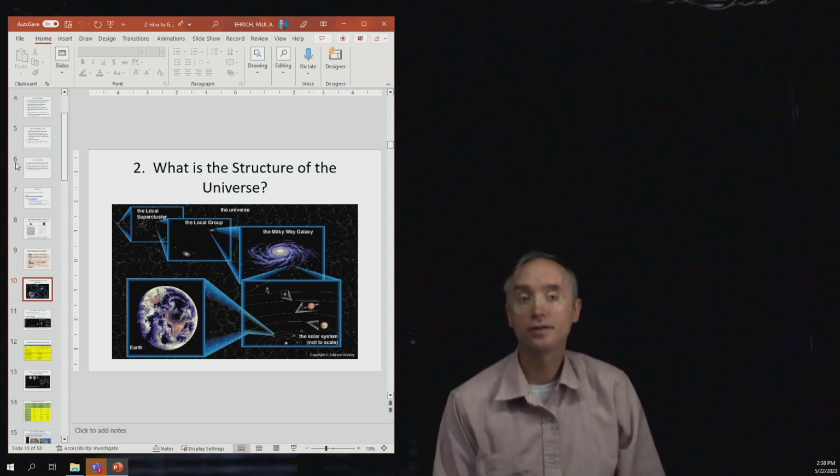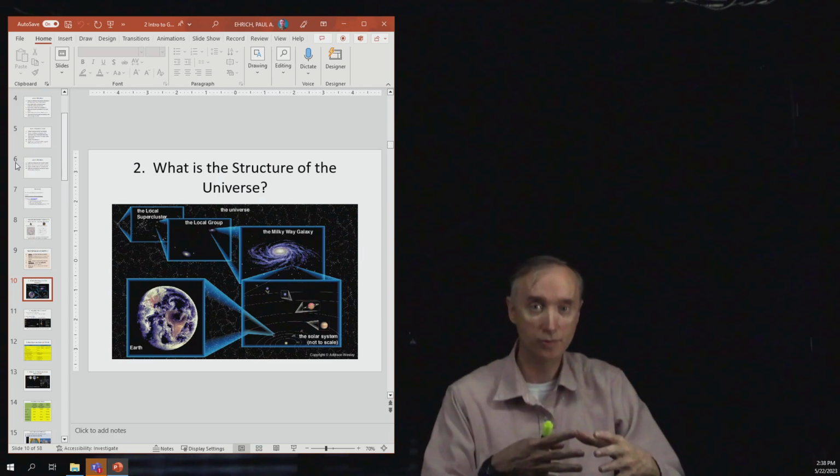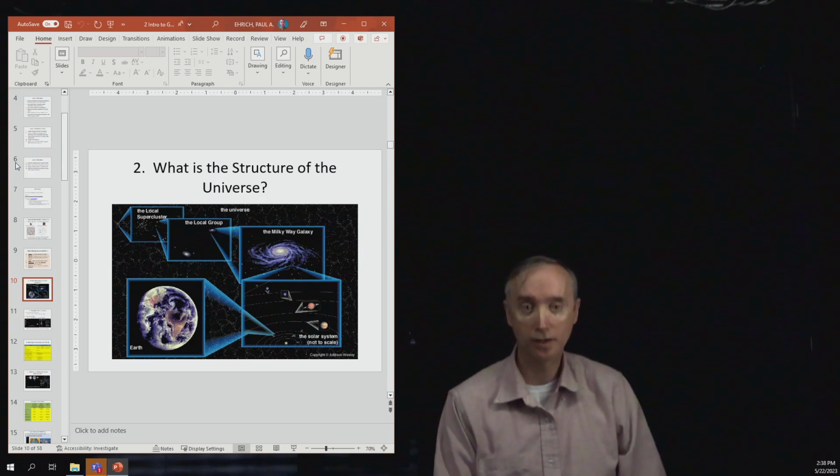Now, galaxies come in clusters. There's what's known as the Local Group of galaxies that includes our galaxy, the Milky Way, and also the Andromeda galaxy. And then galaxy clusters are in turn in even larger groups called superclusters of galaxies.